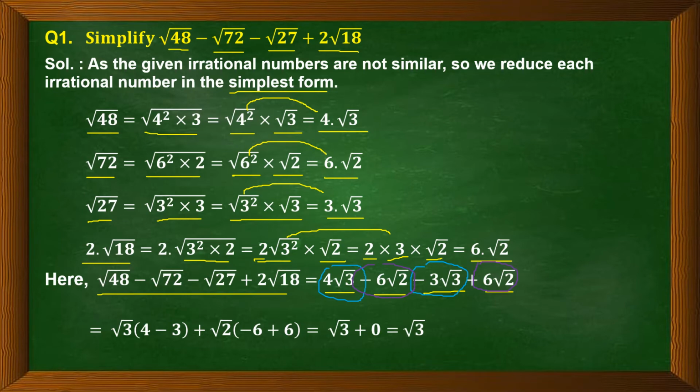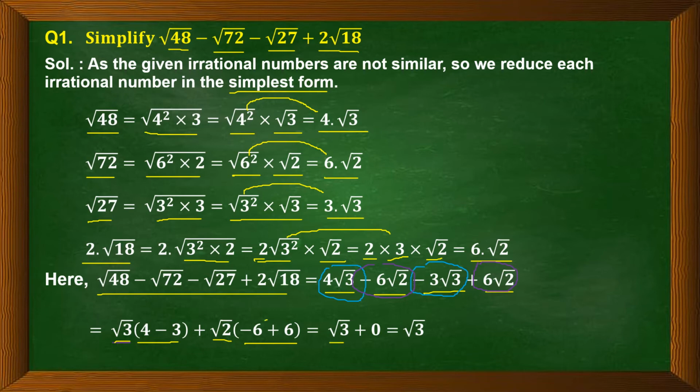Here we have root 3 as a common factor, here we have root 2 as the common factor. Now we shall simplify them by taking the common irrational factor outside, that is root 3 and root 2, and in bracket we are writing the coefficients. Right, so 4 minus 3 is 1, so 1 into root 3 is root 3.